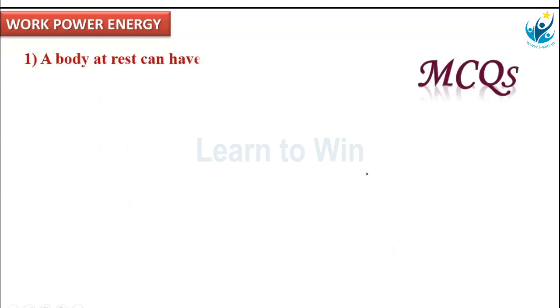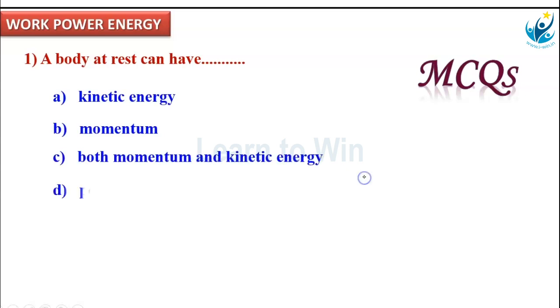MCQs. A body at rest can have: kinetic energy, momentum, both momentum and kinetic energy, or potential energy. At rest, position is there, meaning potential energy. Kinetic energy requires velocity. Momentum, velocity is required. Momentum is mv. Kinetic energy is half mv square. Momentum and kinetic energy both depend on velocity, but it is at rest. It has position. Due to position, the energy is potential energy.